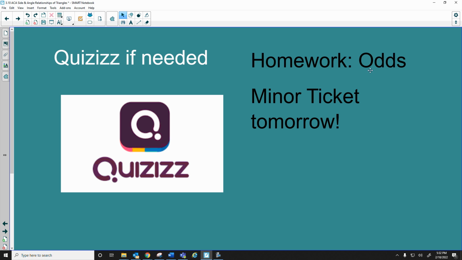Your homework is going to be odds, all the odd problems. Just as a reminder, you do have a minor ticket tomorrow, so make sure you're studying. It's on this triangle stuff. There might be a quizzes posted. They might have deleted it. I'm not sure, but if it is, it'll be posted on Canvas tonight. Thank you.